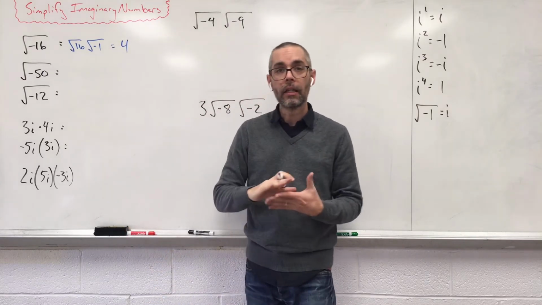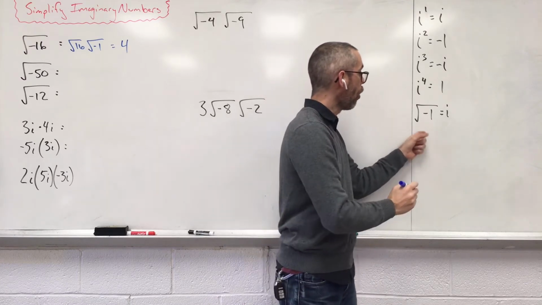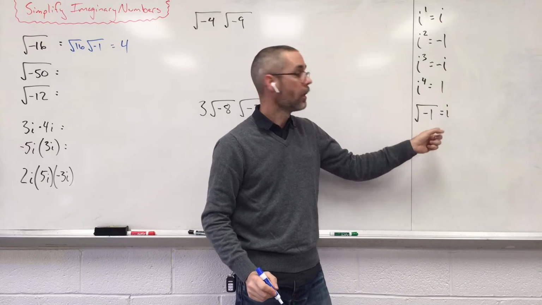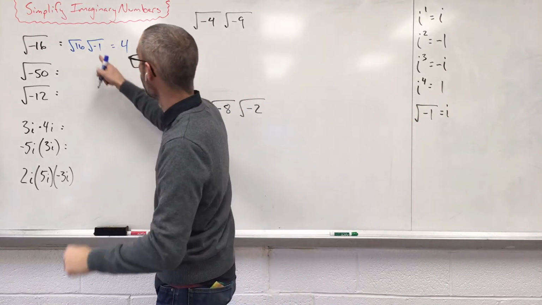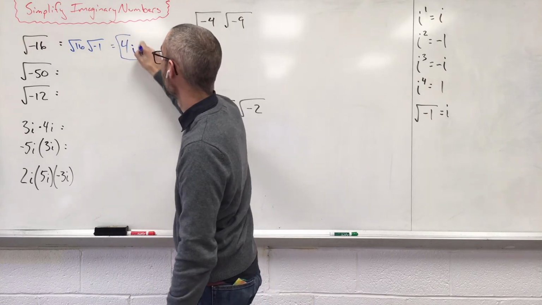Something else that we now need to know: whenever you have the square root of -1, it will always equal i. Square root of -1 always equals i. So this now simplifies down to just plain old 4i.